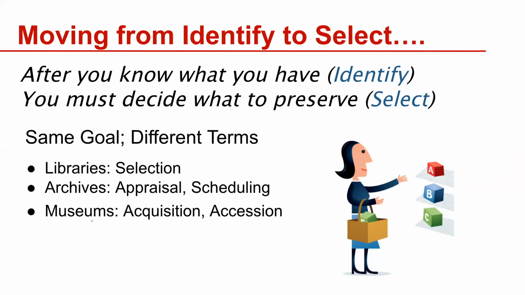Different types of organizations use different terms for this selection process, but they all produce the same result, which is deciding what to keep. Libraries might use the term selection, archives appraise the records, or follow a records retention schedule to determine what to keep. And museums often talk about acquisitioning or accessioning records. Keep in mind that the terms all refer to the same type of actions, and they may be used interchangeably. But for today, we're just going to be calling it selection.